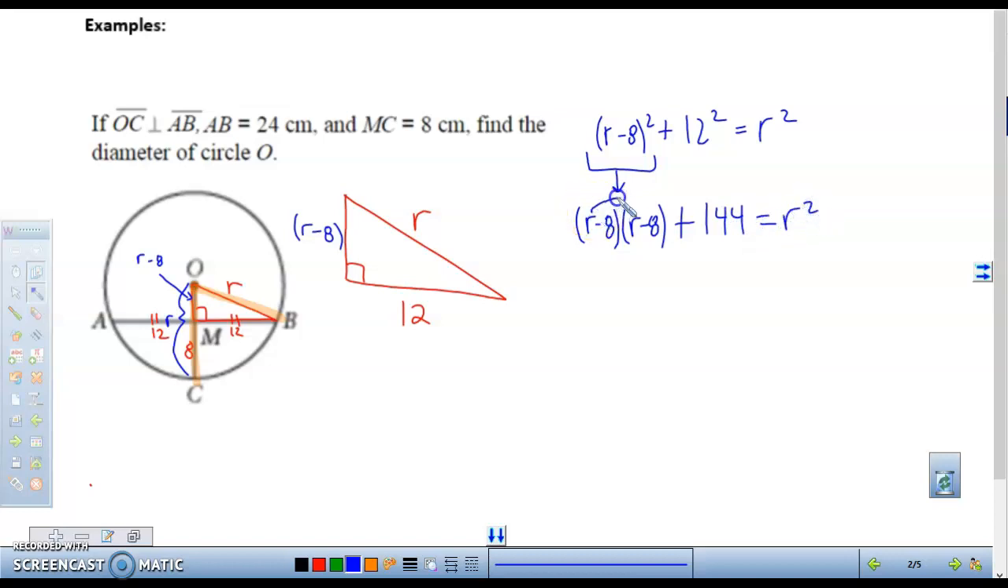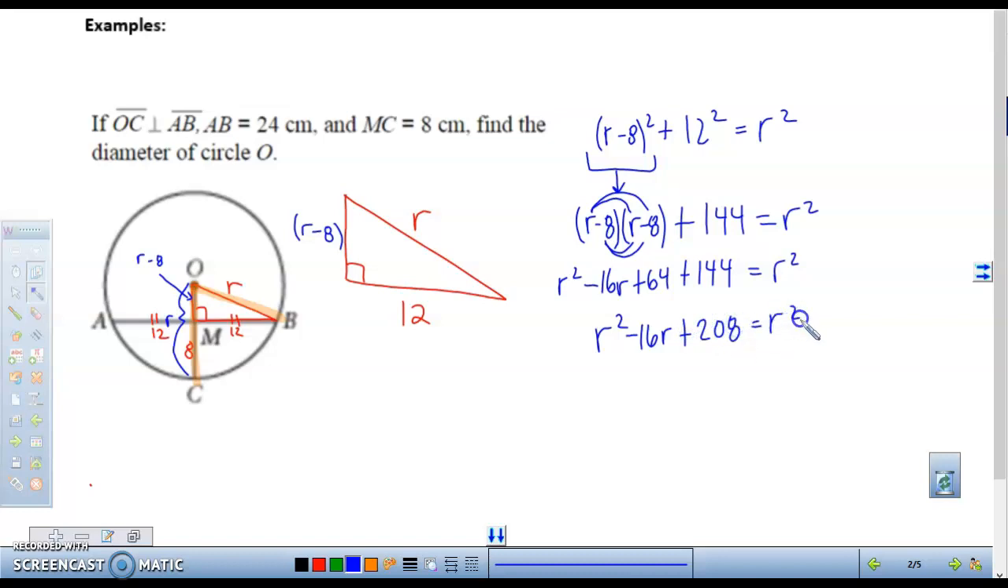So when I FOIL this or distribute it, I get R squared minus 8R minus another 8R, which is minus 16R. And negative 8 times negative 8 is a positive 64. Plus 144 equals R squared. All right, now at this point, I'm going to go ahead and combine my like terms and just kind of tighten things up slightly. And I'll get this. And 64 and 144 is what, 208?